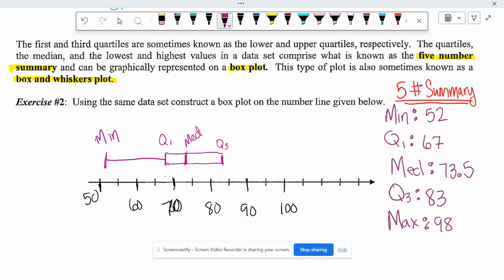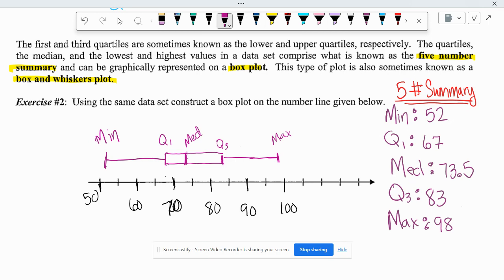And then my maximum between 95 and 100 is 98, closer to the 100. This is my maximum. And I'm going to add my whisker. Okay, all right. So that is our box and whisker plots.